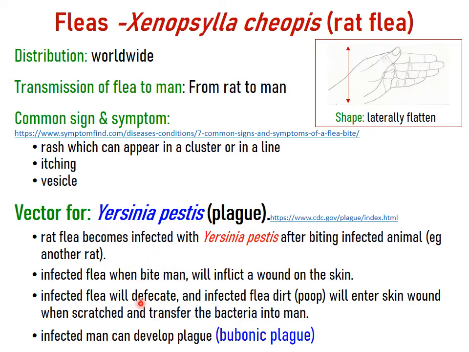When the infected flea defecates onto the human being, the feces is contaminated with the bacteria. When the contaminated feces is forced or massaged into the wound, the bacteria enters the man. Hence, bubonic plague can take place.